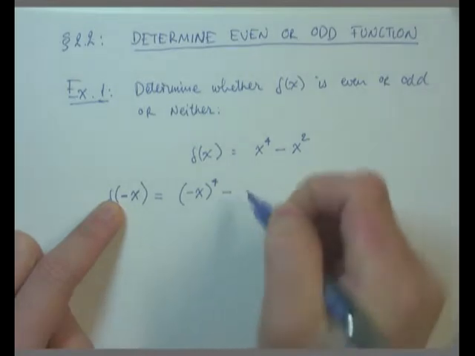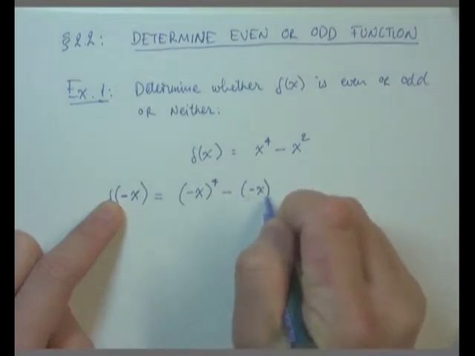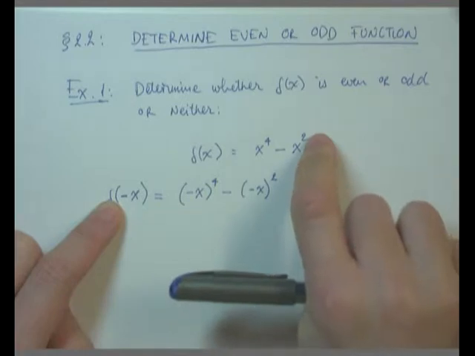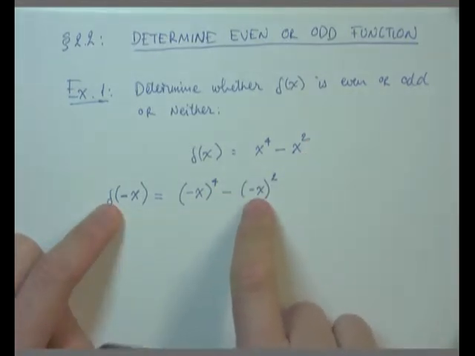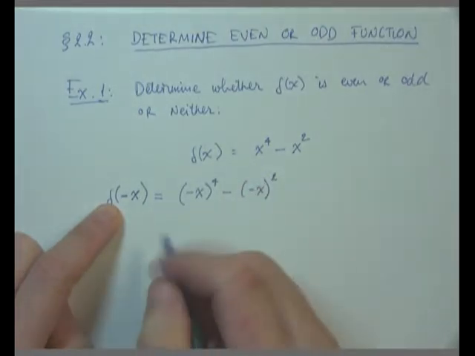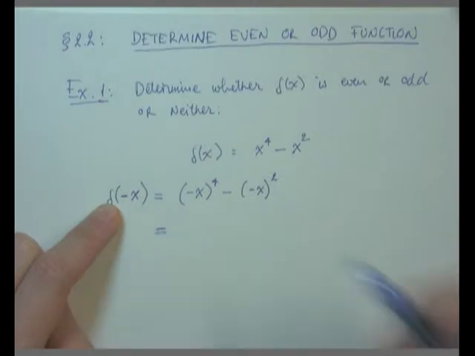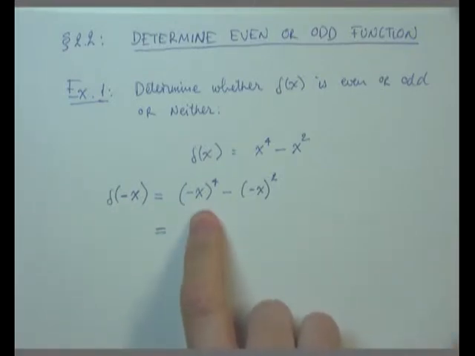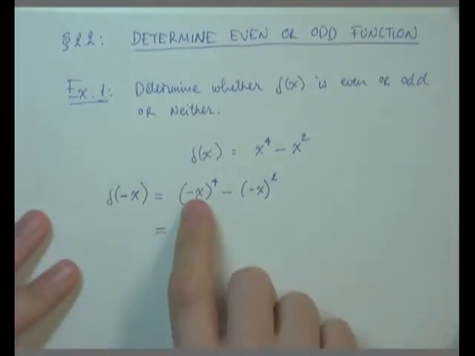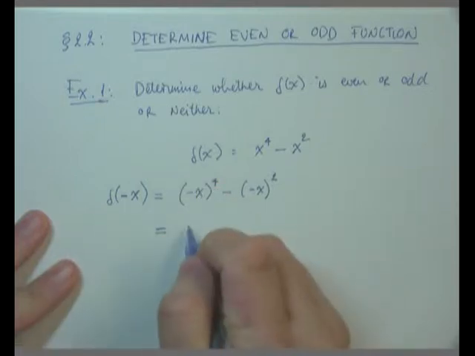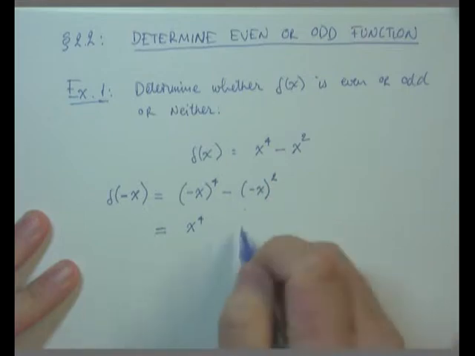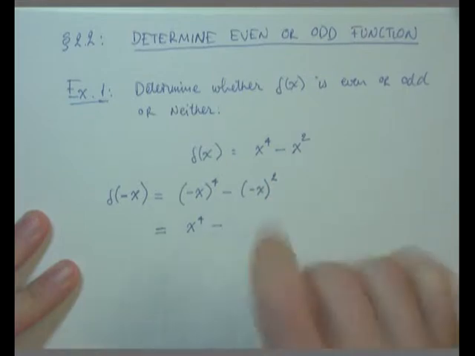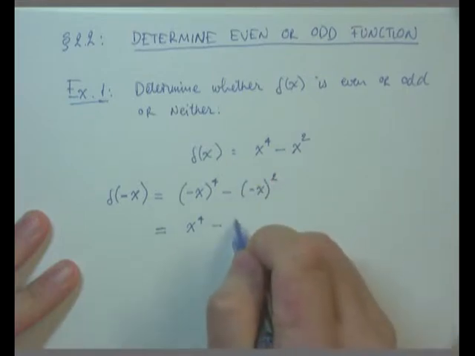And then minus x all squared, because keep in mind the square here is to square the entire input, and my input is replaced by the minus x, so I need to square the entire quantity minus x. Continuing with the evaluation, minus x to the fourth power equals positive x to the fourth, minus x squared. The minus sign here is the same, but minus x all squared is simply x squared.